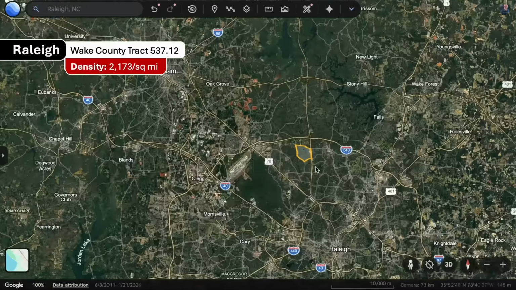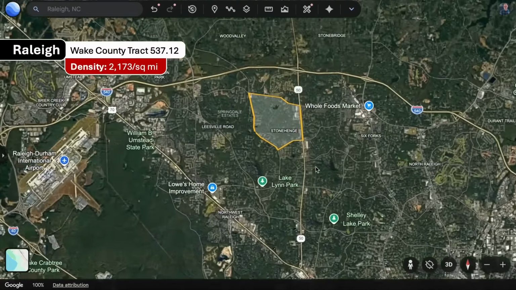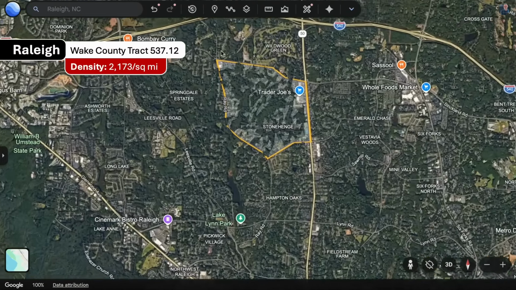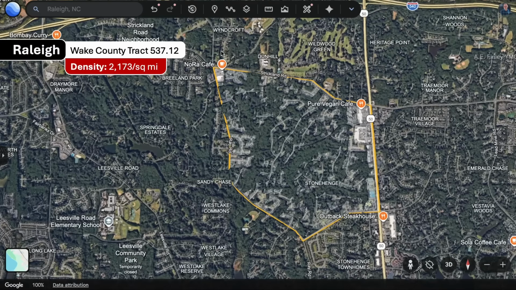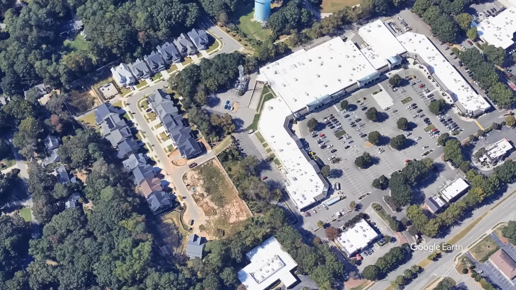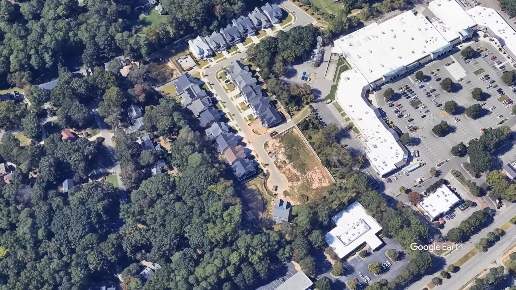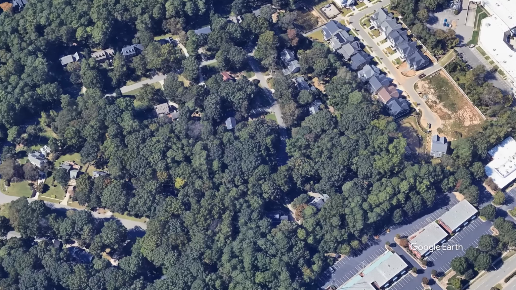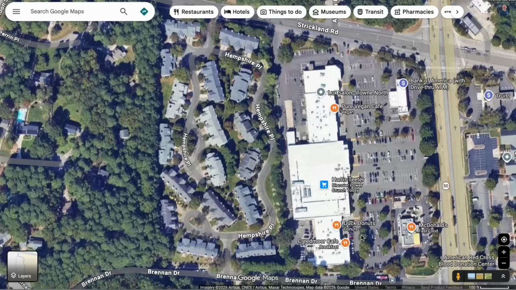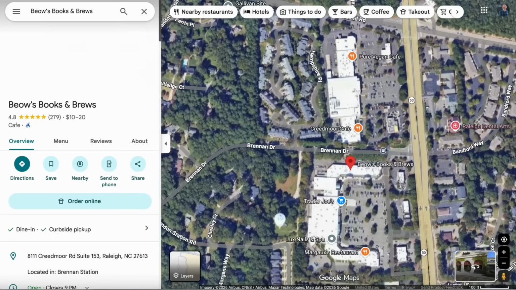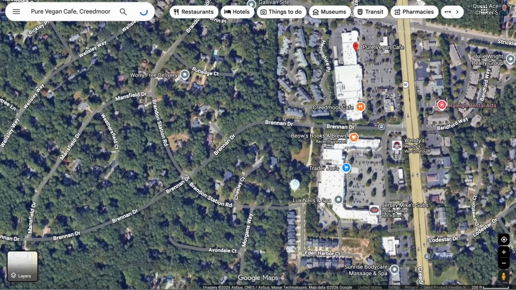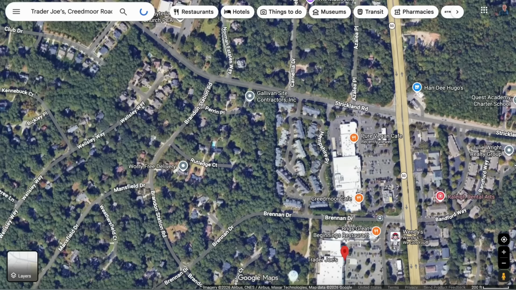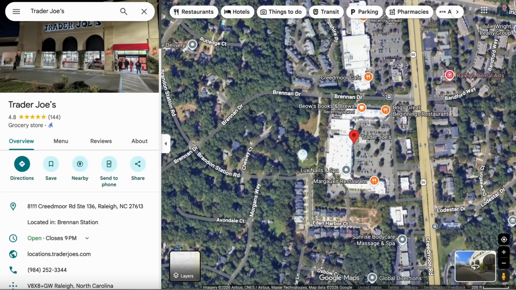And that's tract 537.12 in Raleigh, North Carolina, 2,170 people per square mile. One way to think of this is the kind of built environment the median American lives in, and honestly, it's not for me, but I don't hate it. Like, I could probably live in one of these multifamily units. There's a bookstore, there's a vegan cafe, there's a TJ's. Anyway, consider this the baseline against which you can measure everything else I'm showing you today.